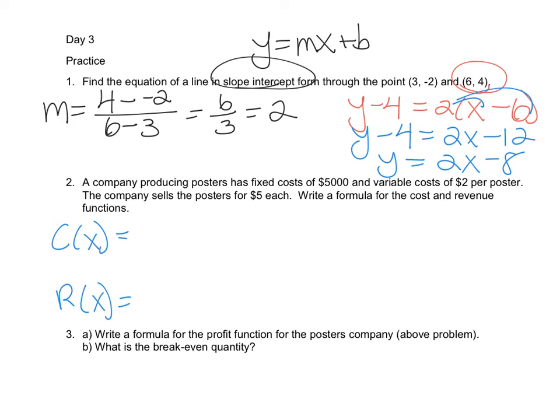So for cost, we're going to look at fixed cost and variable cost. Variable cost is your slope of your cost equation, and fixed cost is your y-intercept. And then for revenue, that's how much you're selling your product for, because remember, we're always the perspective of the company. So if we're selling the posters for $5 each, we're going to earn $5 per poster for our revenue. And that's here.